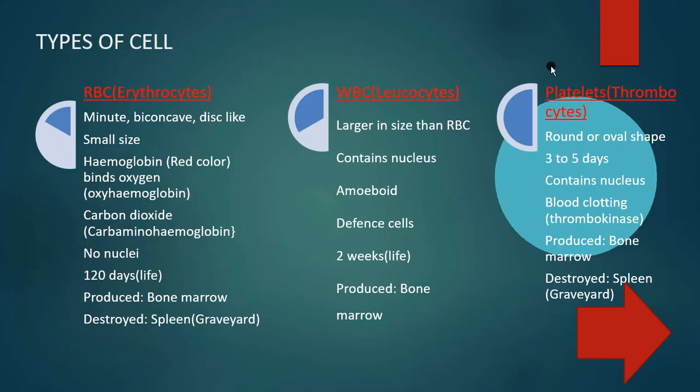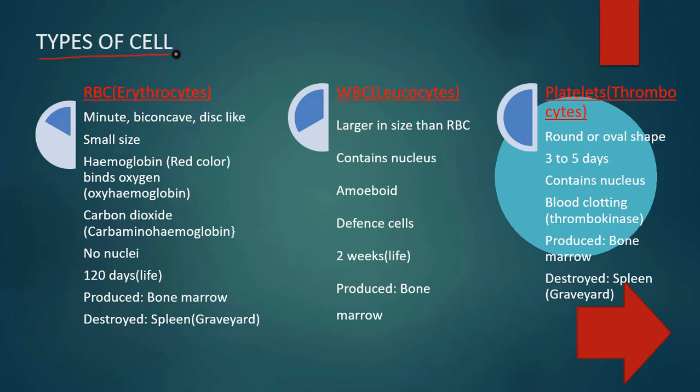Hello everyone. In this session we are going to discuss types of blood cells. In the last session we discussed that blood consists of two parts. The liquid part of the blood is said to be plasma and the solid part of the blood is said to be the blood cells, which have another name, blood corpuscles. These constitute 45% of the total blood volume.